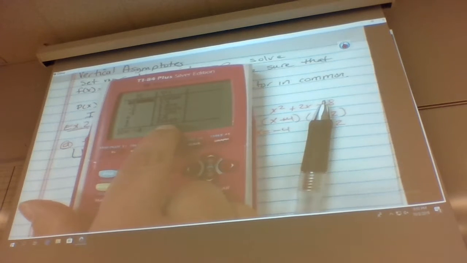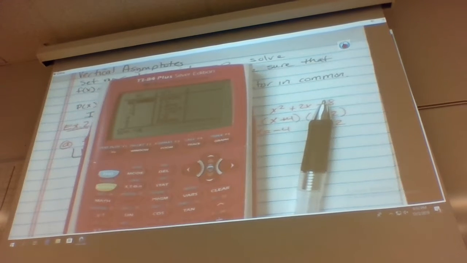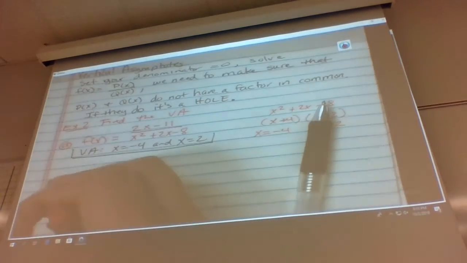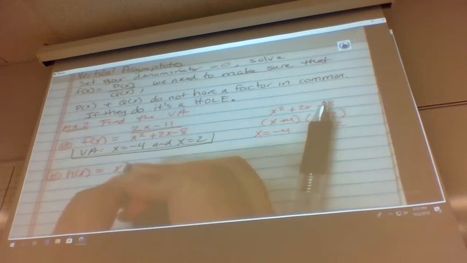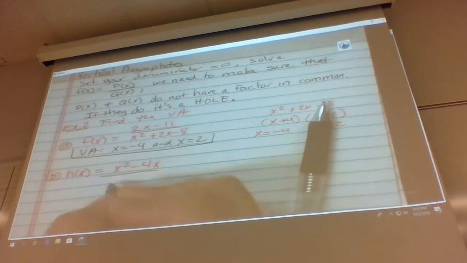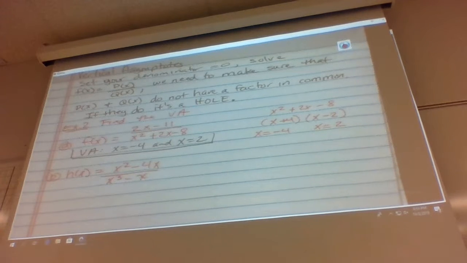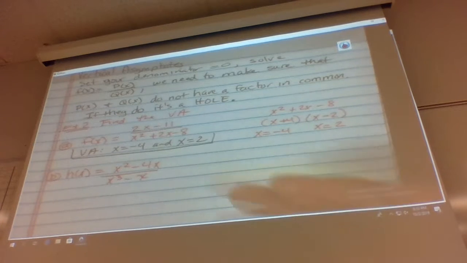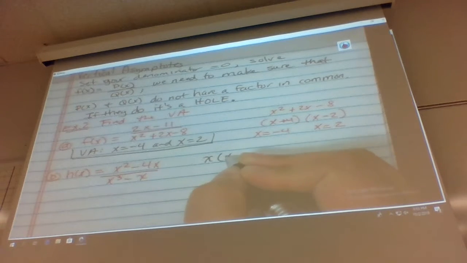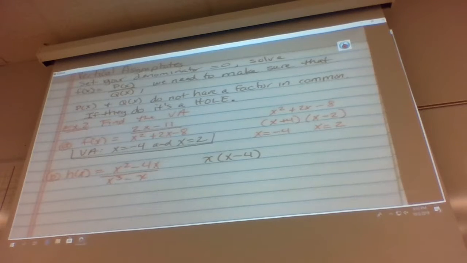So let's try one more. B, h of x equals x squared minus 4x over x cubed minus x. When I look at that, can I factor something from your numerator? An x, right? This factors and I get x minus 4. How about the bottom? Next, an x, and I end up with x squared minus 1.